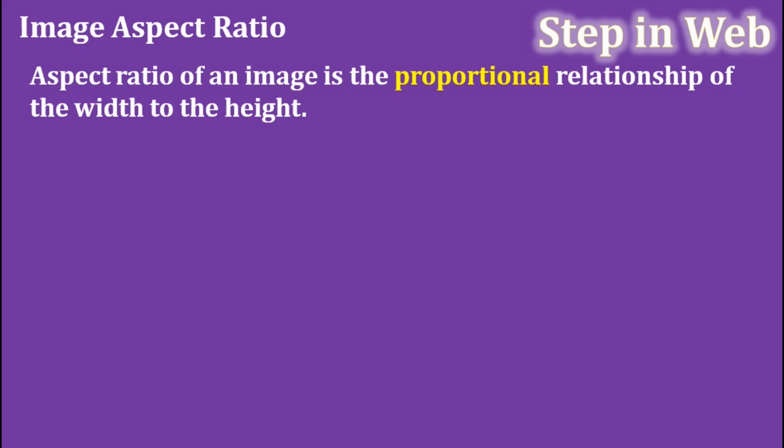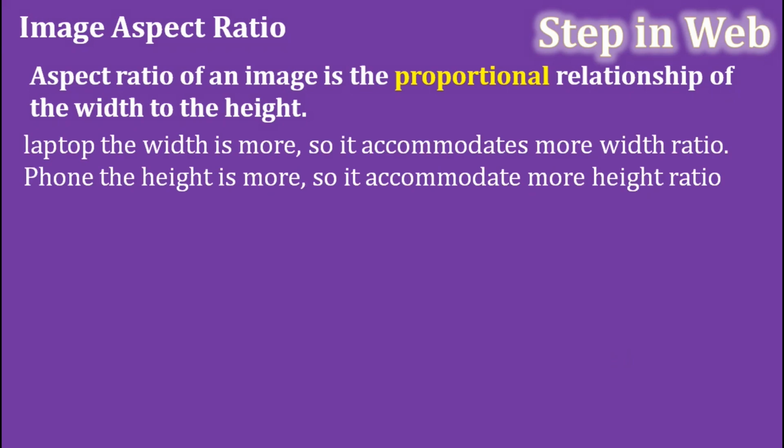An image has two sizes: one is the width and the other is the height. The proportional relation between the width and height is called the aspect ratio. That aspect ratio is very important for specifying any image size. In a laptop, normally the width is more, so it accommodates a wider ratio, and in the same way in a phone the height is more, so it accommodates a taller ratio. So whenever we design our web page, based on the device we are going to use, whether laptop or phone, the image aspect ratio has to be changed.